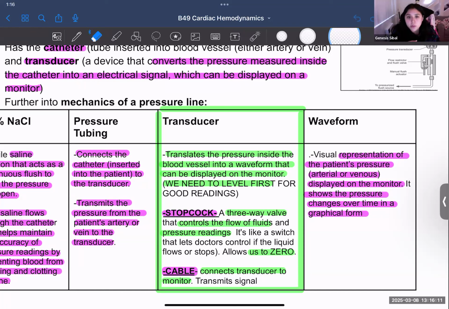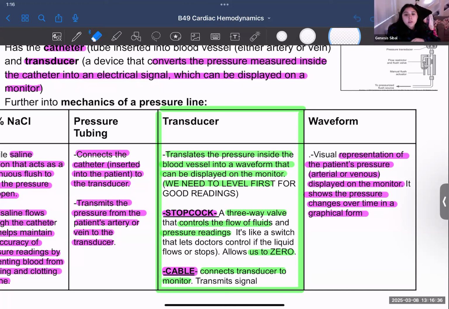If my patient's sitting up too high or sitting down too low, you can alter those things. And we're trying to get the most accurate reading, so you have to level it. And we'll talk about that. But really, the transducer is what's helping to translate that pressure in the blood vessel into a waveform to be displayed on the monitor. So you have a stopcock, which is basically a three-way valve that controls the fluids and the pressure readings.